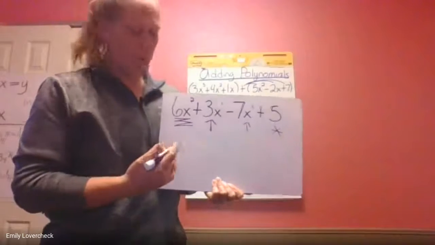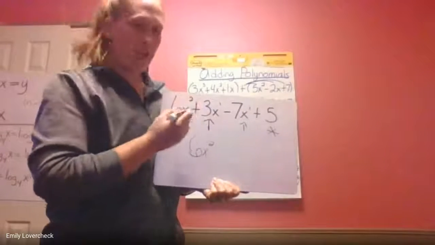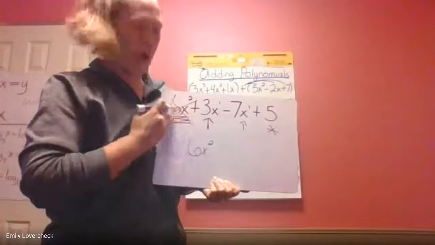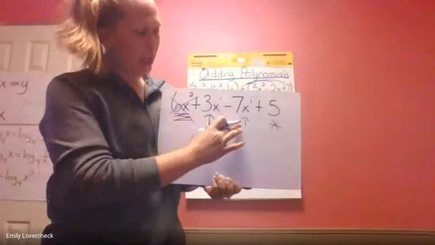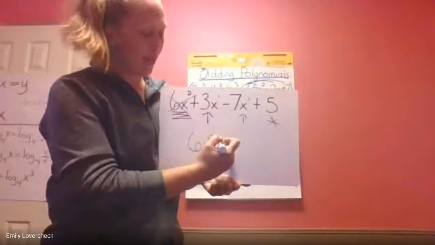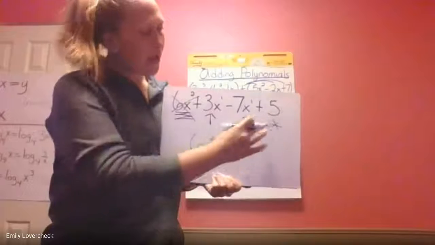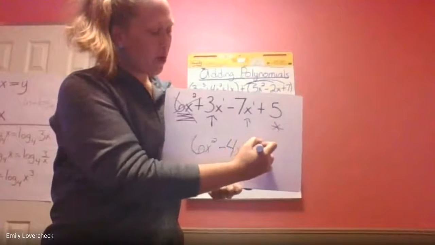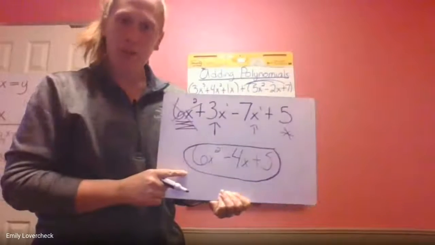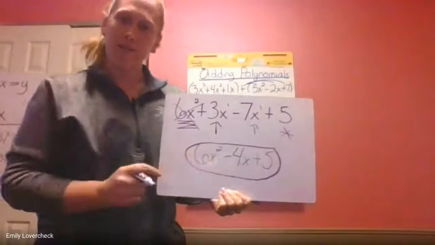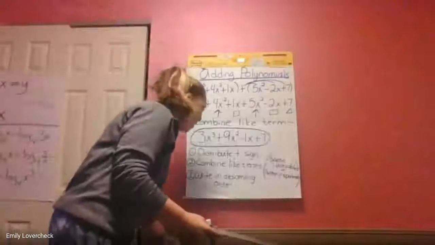So I'm going to combine things that look alike. Nothing goes with this 6x squared, and what I can do is cross it off as I go, or I can erase it, completely up to you, to make sure you've already handled it. I have a 3x minus a 7x. So 3 minus 7 is negative 4x. And then I have this 5 by itself with nothing to combine it with. So that would be my answer: 6x squared minus 4x plus 5. And we're done. Okay. Let's do one more together, and then we'll be good from there.